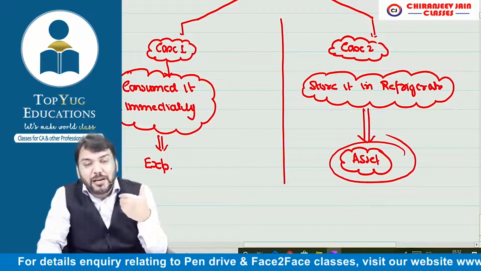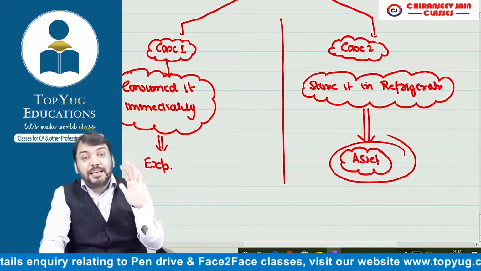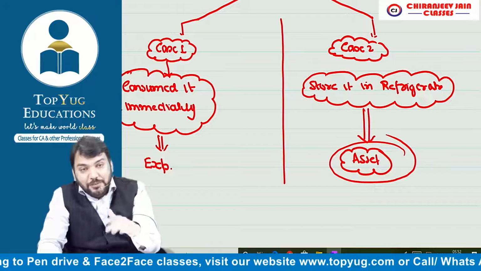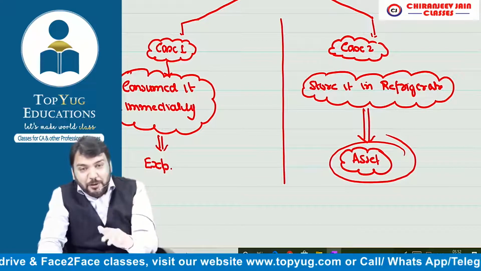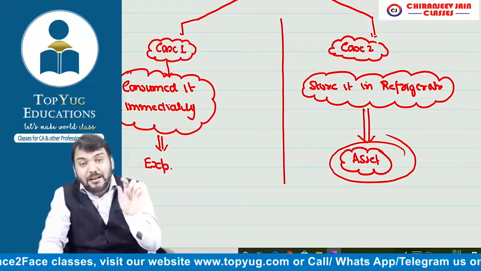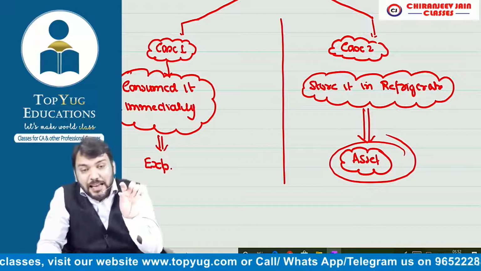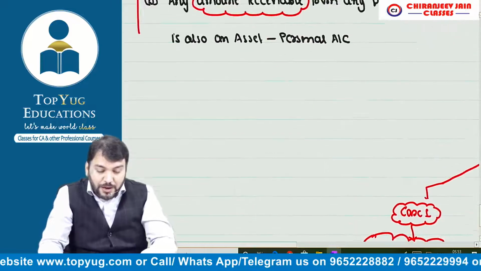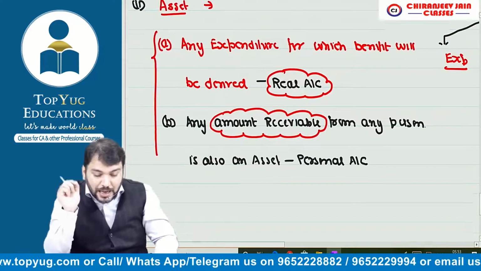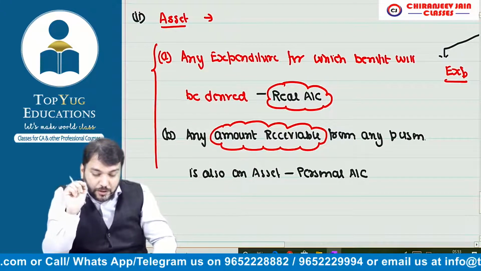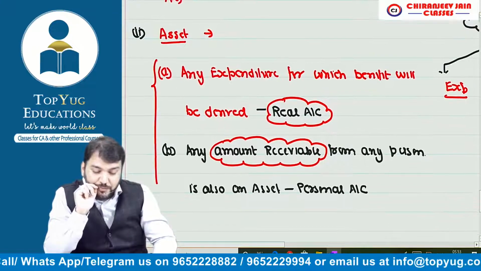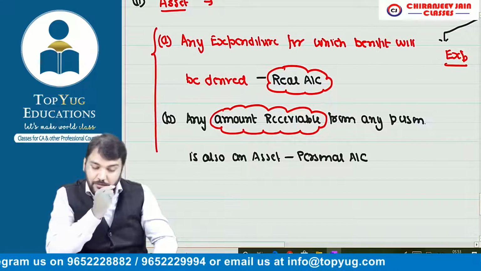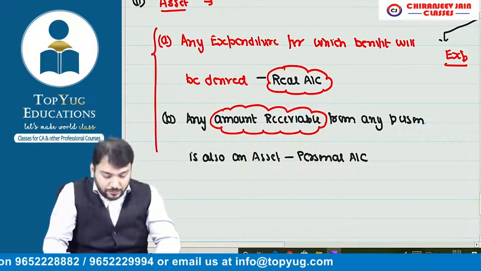For example, you purchase one building. The benefit is not yet derived. That will be used for many years. The benefit will be derived for many years. Therefore, it is an asset. Understood? Correct? Understood this point? Tell me. Ankita, have you understood? Dimple, have you understood?